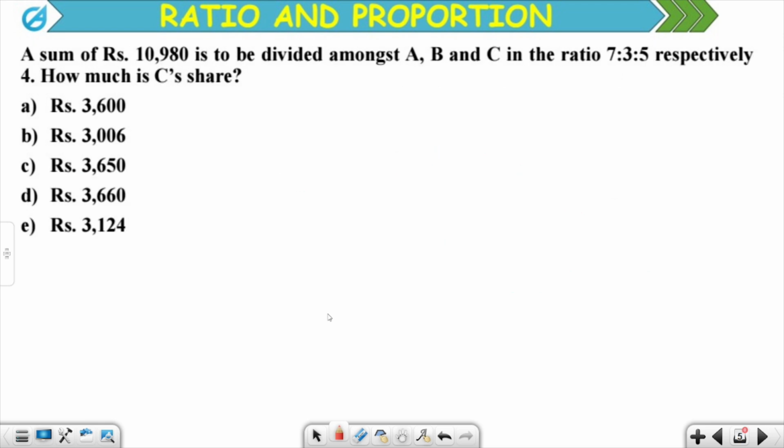Okay, next. A sum of 10,980 is divided among ABC in the ratio 7 is to 3 is to 5 respectively. How much is C's share? What is the C's share they are asking? So C's number is 5 divided by sum of ratios. So 7 plus 3 plus 5, 15 multiplied by 10980. So one time, three time. Again cancel. So 3, 6, 6, 0. So answer for this one will be 3, 6, 6, 0.